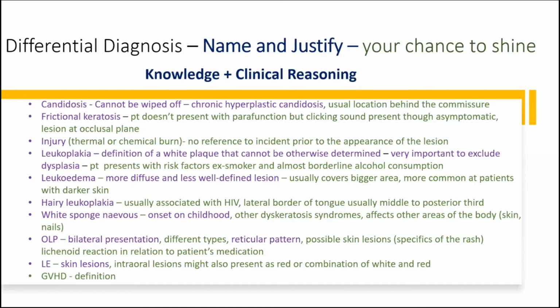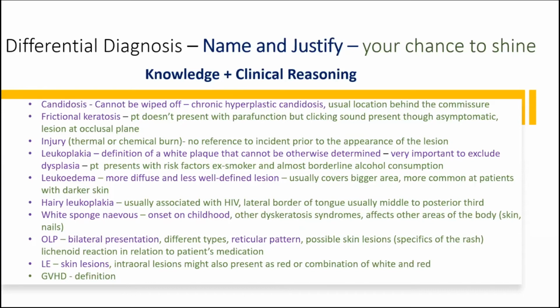You don't have to exhaust the list, okay? I've just placed there, this is not an exhaustive list of what you can say. I'm just giving you an example of what to follow for your answers. So frictional keratosis: the patient doesn't present with parafunction, but clicking sound present, though asymptomatic. The lesion is at the occlusal plane, so one could argue that differential diagnosis as well. Injury, it could be a thermal or a chemical burn to present white, but there is no reference to an incident prior to the appearance of the lesion. So this is probably a less likely diagnosis.